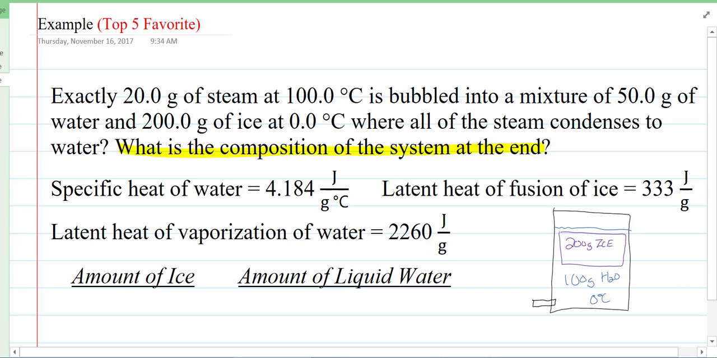Well, we'll use steam coming in. We know how much steam: 20 grams, and it's 100 degrees Celsius. And it's going to bubble in. All we want to know is how much ice and how much water is at the end.